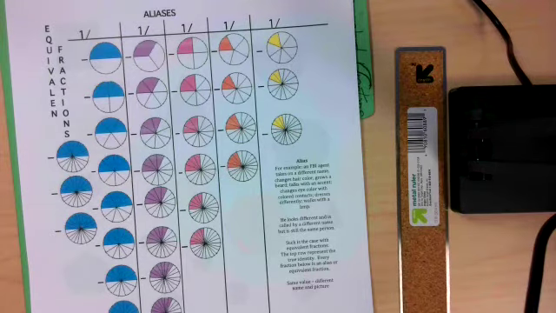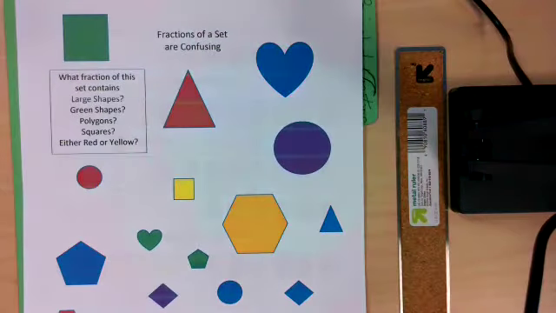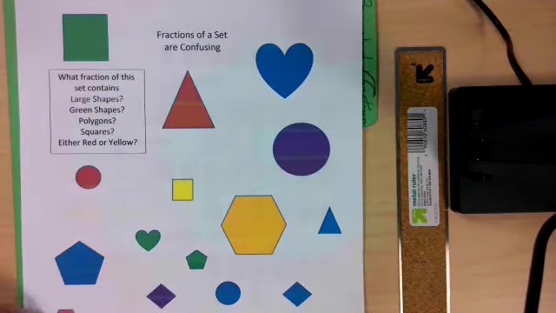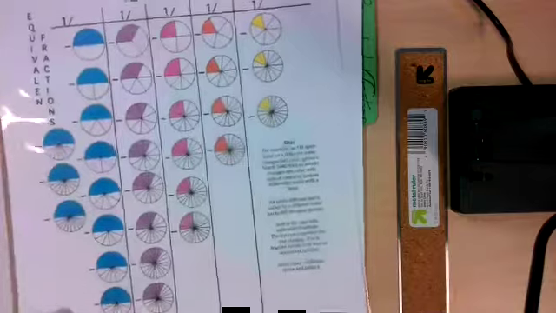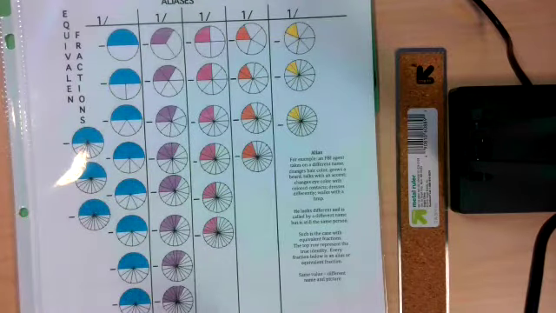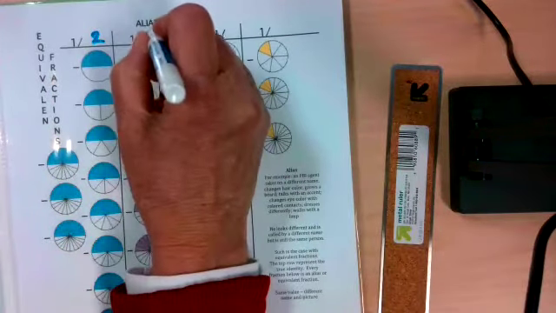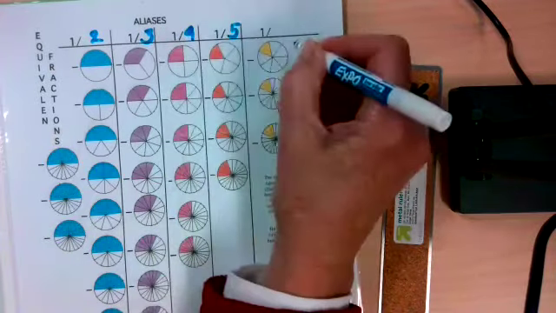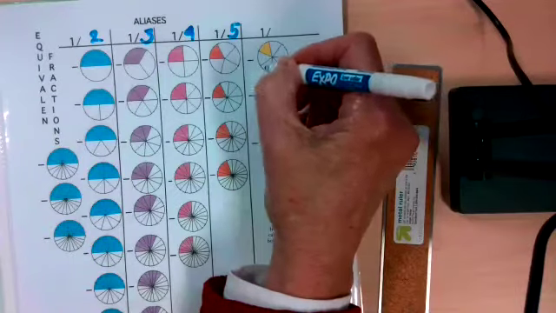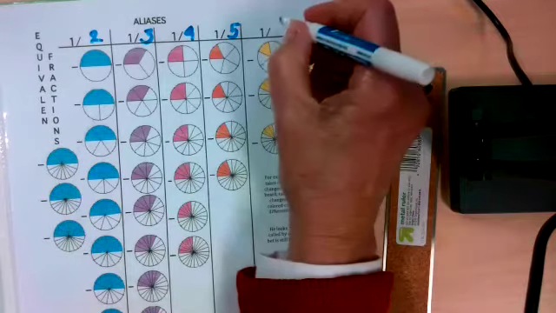I have a plastic sleeve here. As part of your packet, you have a plastic sleeve, and the beauty of plastic sleeves is you can put papers into them and use a dry erase marker to write on top and wipe it off if you have more than one child you want to work with on this. So this is 1/2, 1/3, 1/4, 1/5, and what is this? 1, 2, 3, 4, 5, 6, 7, 1/7.